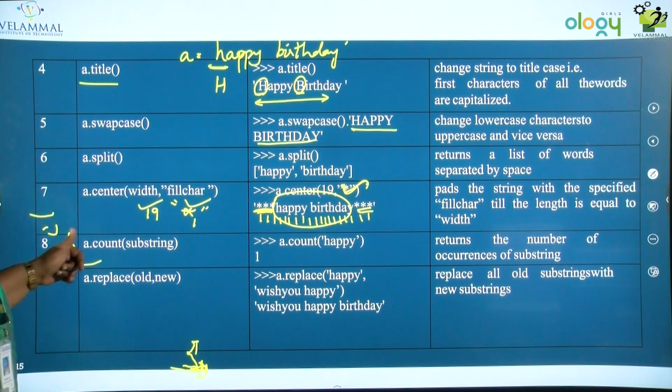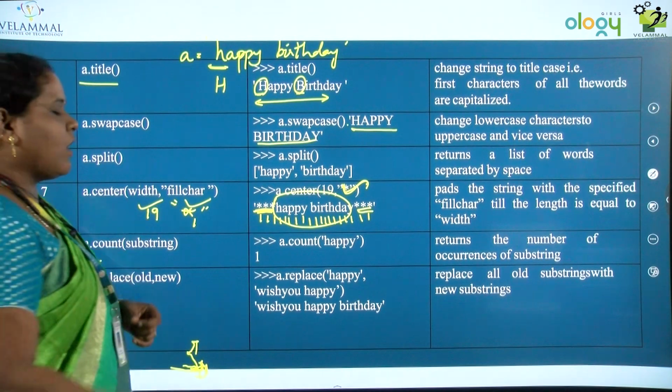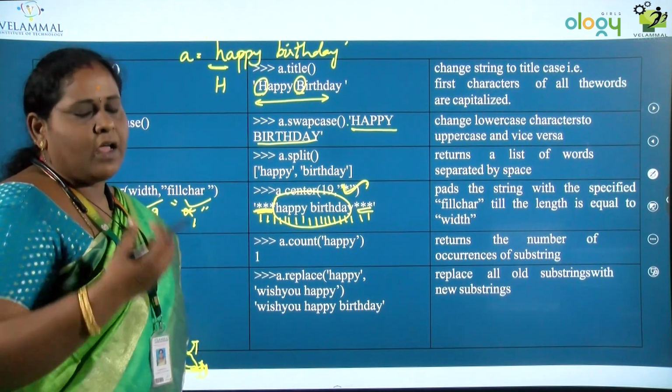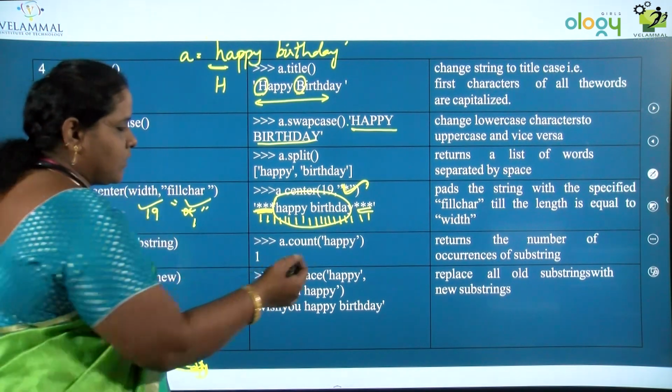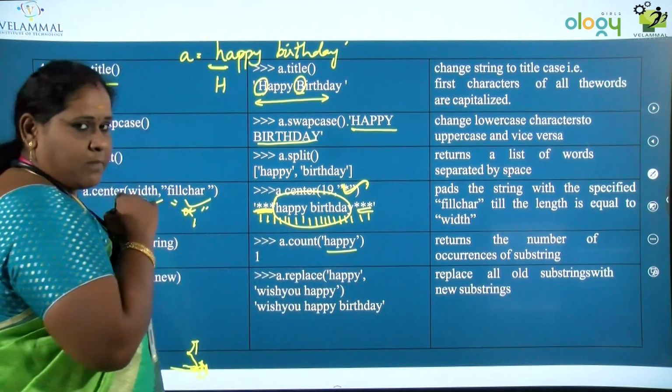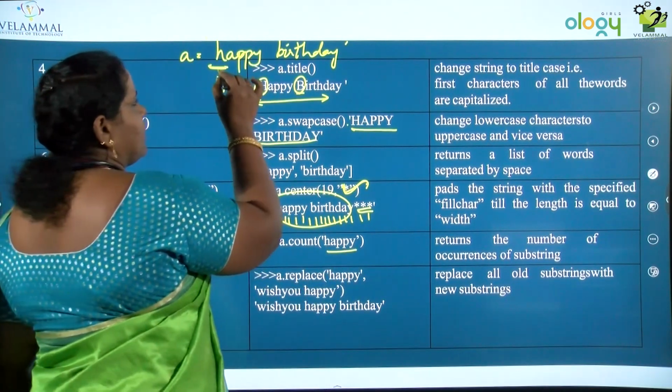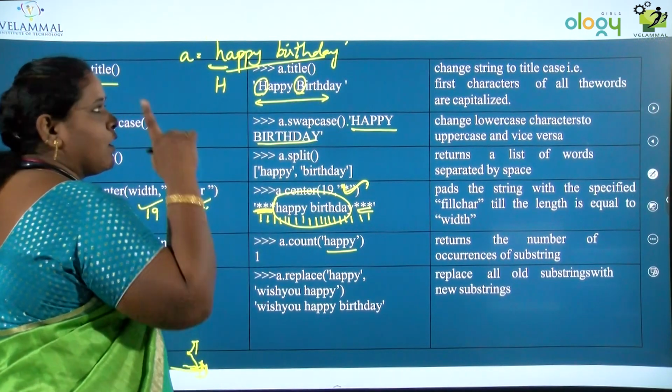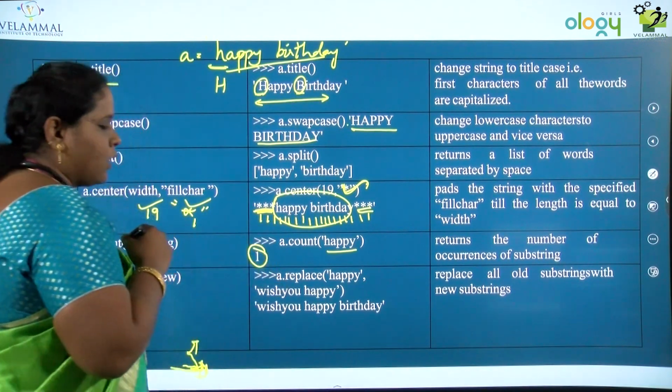Okay, so next let us move on to count. Count is nothing but how many times the specified word is present in the string. So here happy is the substring which I'm specifying. I'm going to check it in the original string. Happy birthday is present only once, so the answer came here as one.